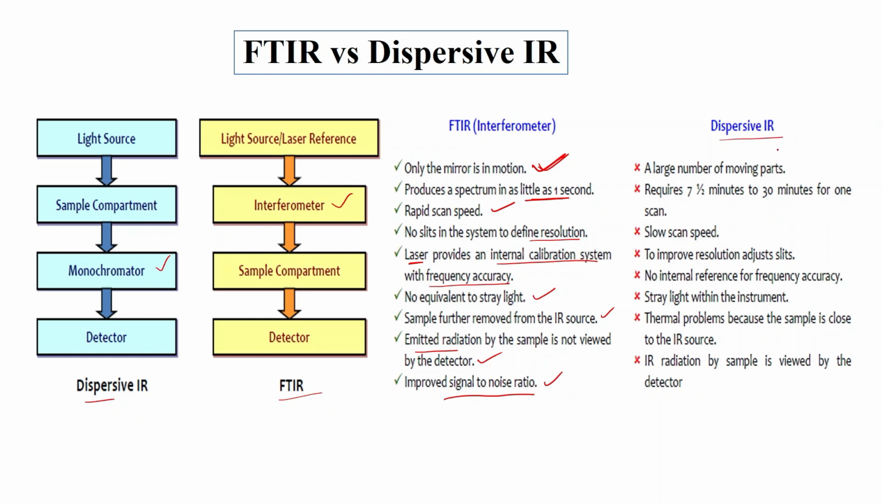On the other hand, dispersive IR makes use of a large number of moving parts. It requires around 7.5 minutes to 30 minutes for one scan. It has slow scan speed. It requires slits to improve the resolution. There is no internal reference for frequency accuracy or wavelength accuracy. Stray light is a possibility in the instrument. Thermal problems are there because the sample is close to the IR source. Even the radiation emitted from the sample is also detected by the detector. So this is a major broad difference between FTIR and dispersive IR.